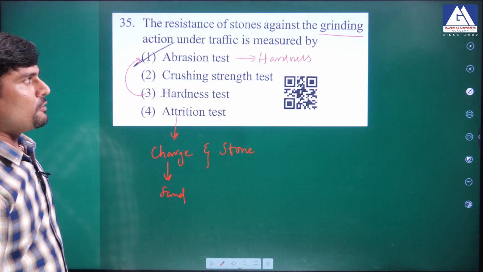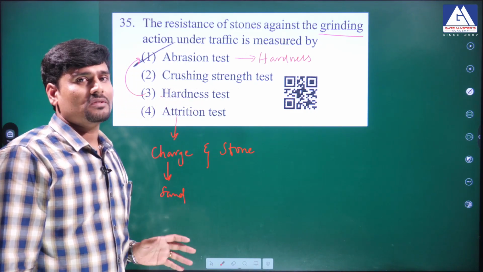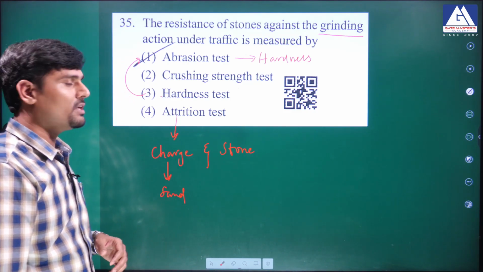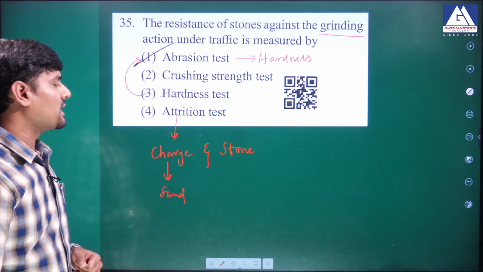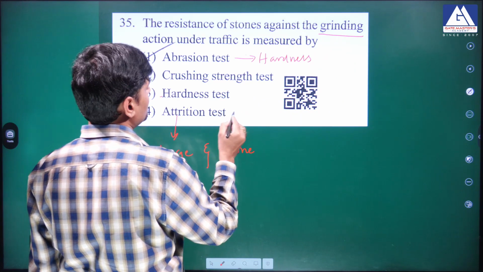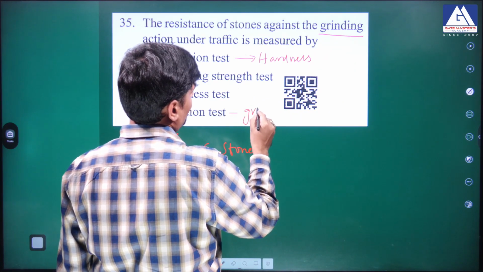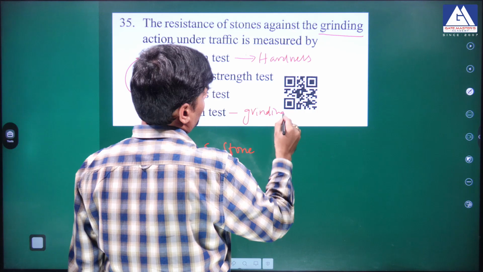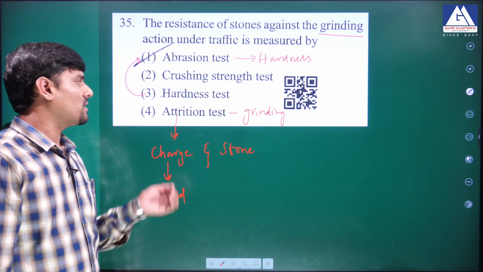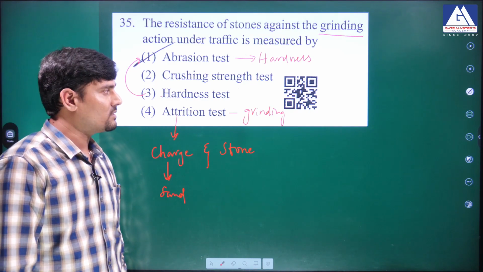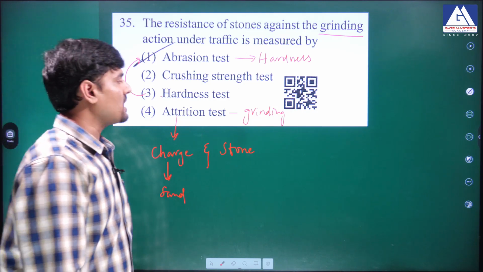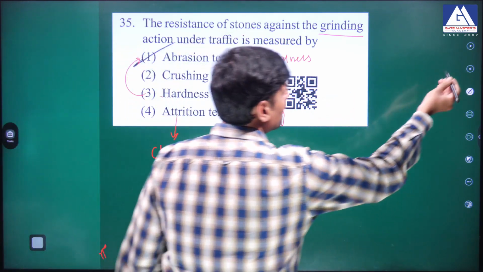If you keenly look into any grinding process, whether it is stone polishing or any grinding, even at home, grinding is always linked to attrition. Or if stone polishing had been in the options, that could be the correct answer. But the more relevant answer is attrition. Moving on.